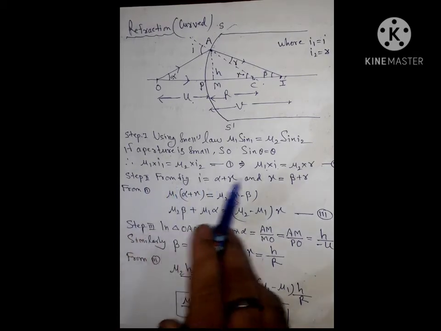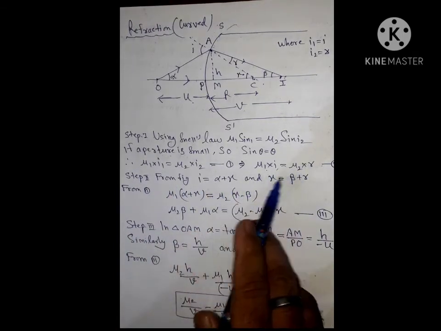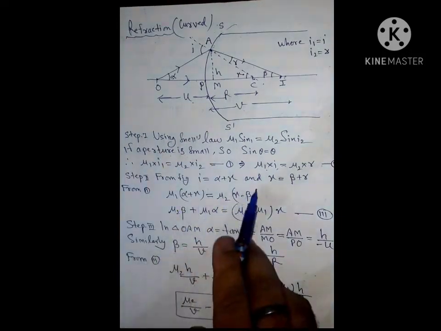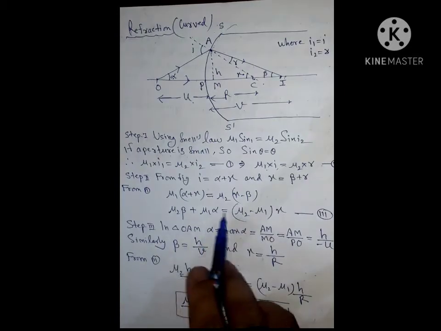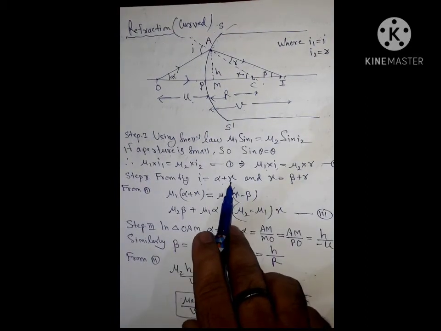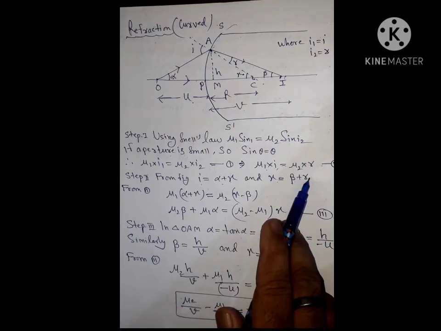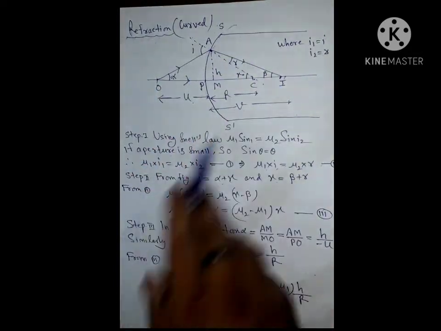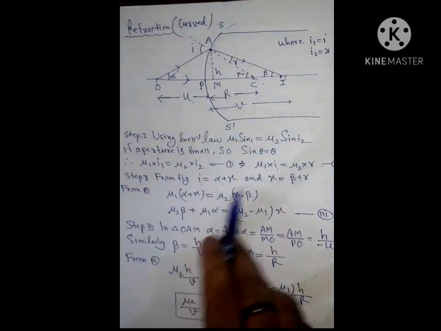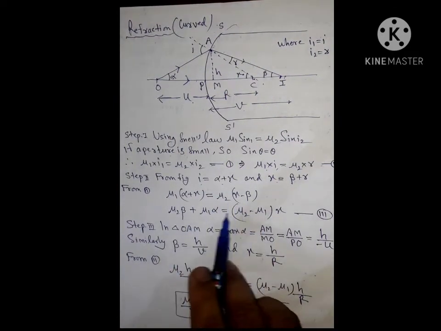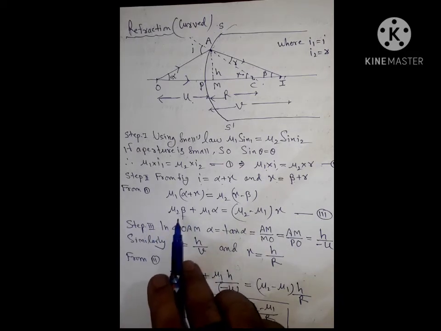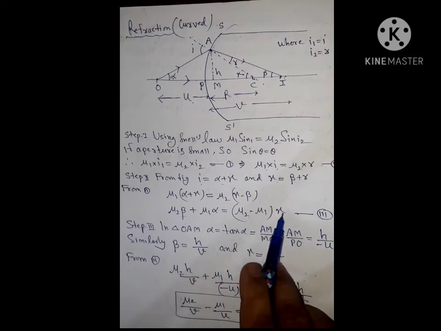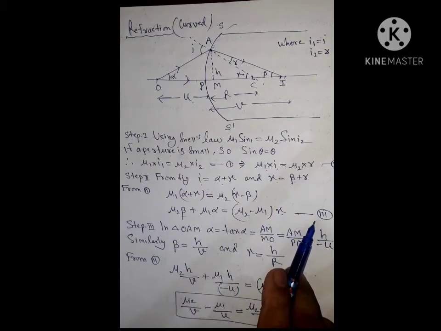Now step 2, find the values of I and R in terms of alpha, beta and gamma from the triangle. From the triangle of the figure, I is equal to alpha plus gamma, and gamma is equal to beta plus R in triangle ACI. Okay, this is an exterior angle. Put the values of I and R and arrange on one side. After that, we get the result mu2 beta plus mu1 alpha is equal to (mu2 minus mu1) gamma. Let it be equation number 3.